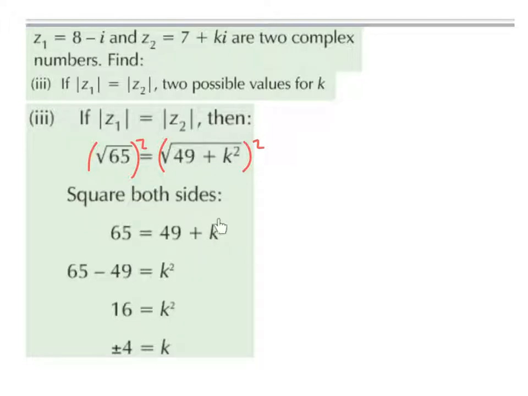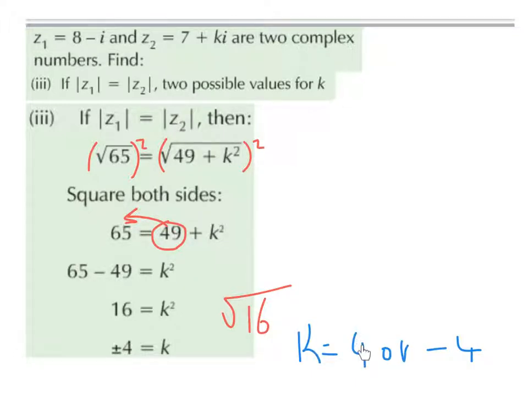So we want to get this k on its own. So we start by getting rid of the 49. We bring the 49 over the equal sign, it becomes minus 49. So we have 65 minus 49, which is 16. So 16 is equal to k squared. So now we want to solve for k, we want to get the k on its own. So we're going to bring the squared over the equal sign and it becomes square root. And the square root of 16 is plus or minus 4.